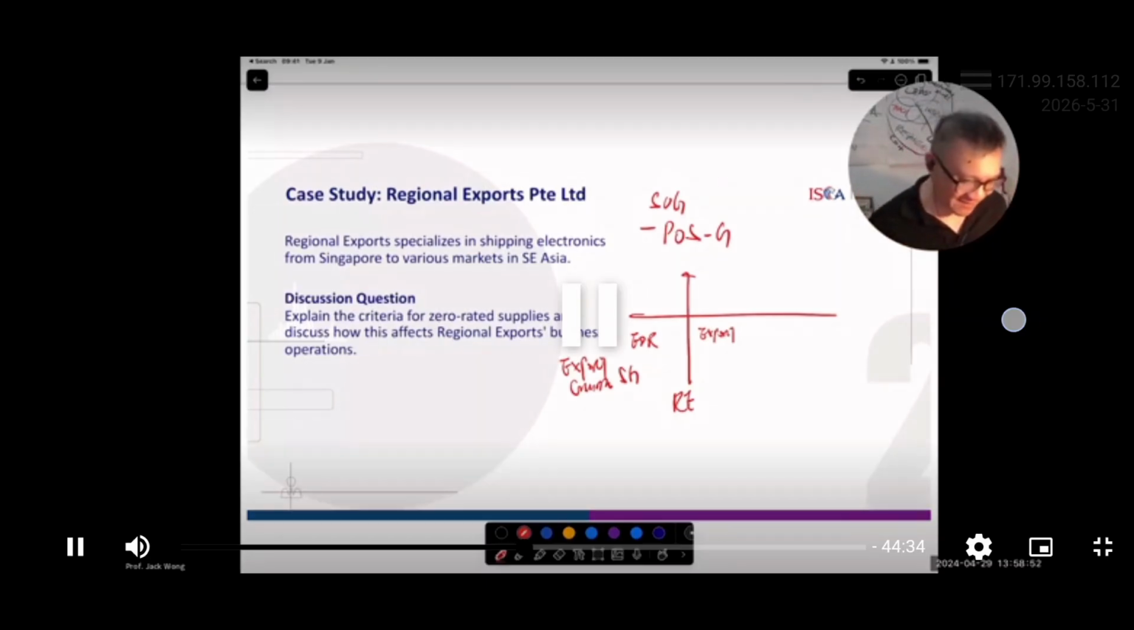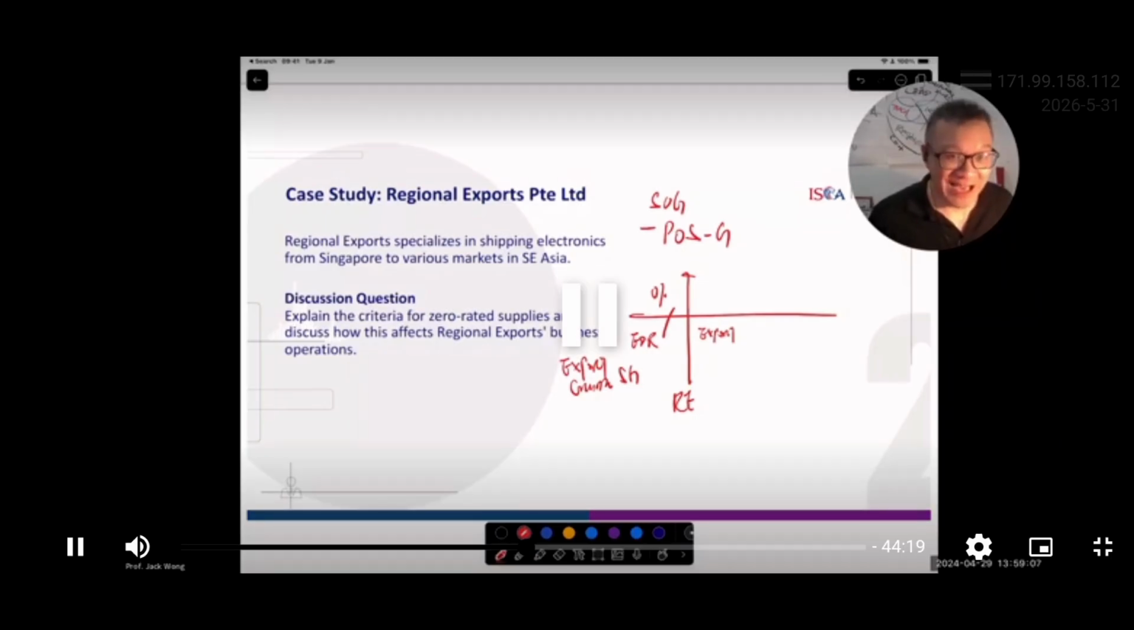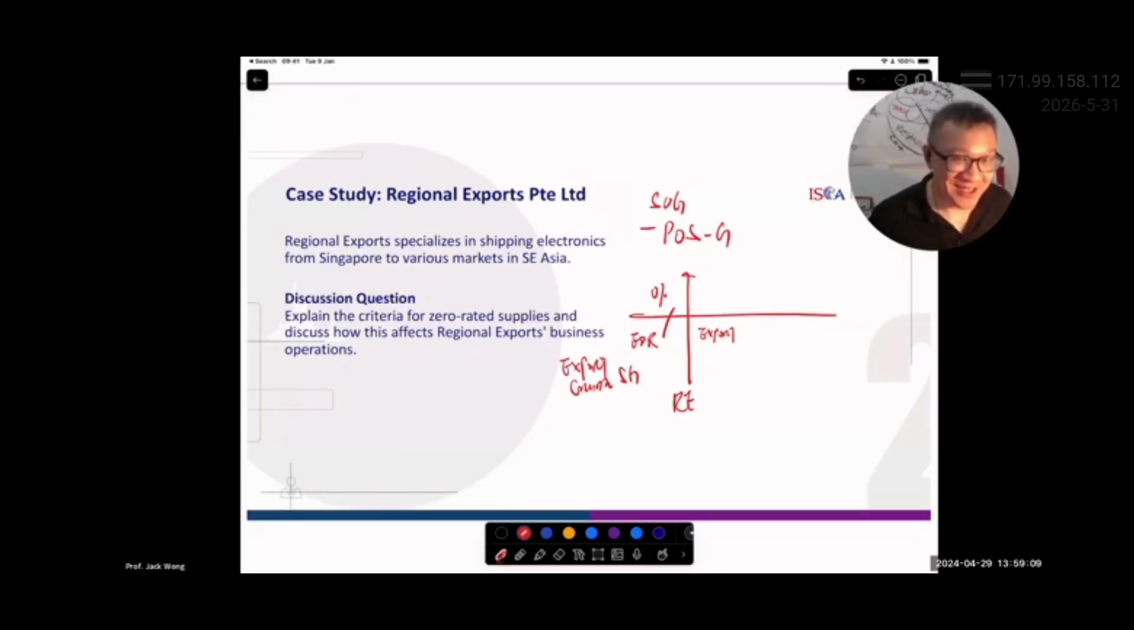And if they can, then this becomes a zero rate GST or zero rate supply, and that's how it works. Now, again, from a practical viewpoint, if you study for an exam, you won't see this. In a real life situation, you might see this.